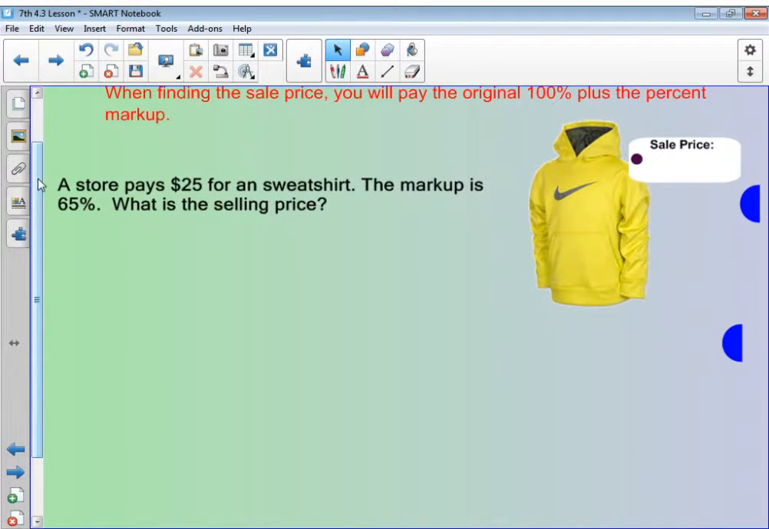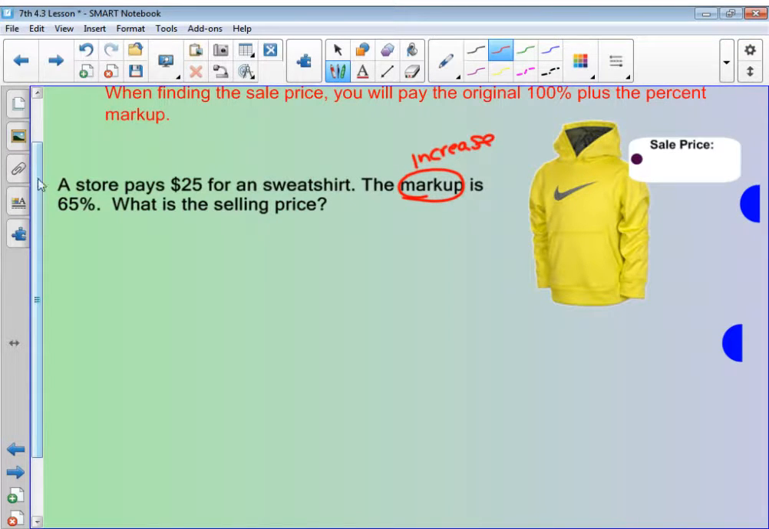Okay, so it says a store pays $25 for a sweatshirt. The markup is 65%. So markup again, you get the markup increase. Okay, I like to work the percentage. You can find the 65% of 25 and then add that answer back into 25. I like to work off of the percentage.